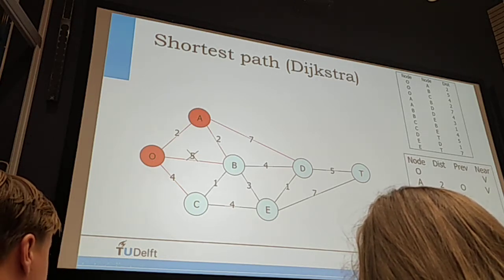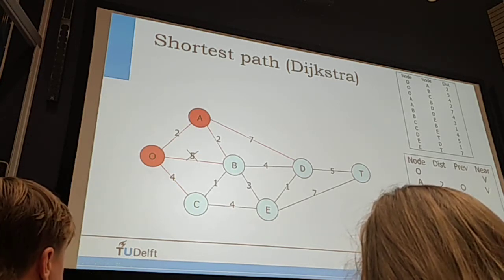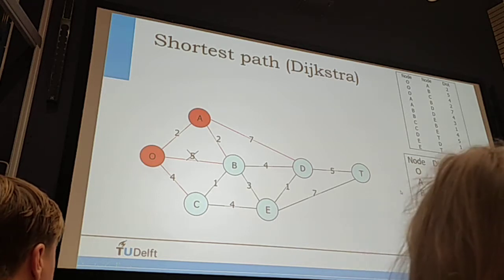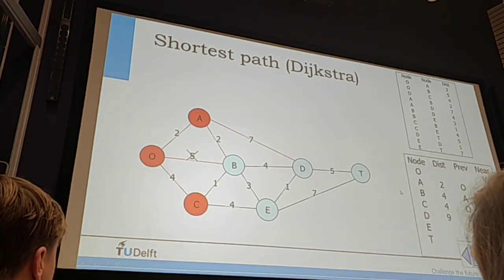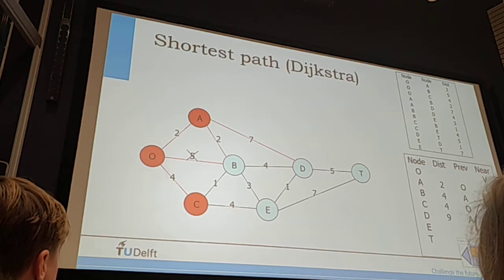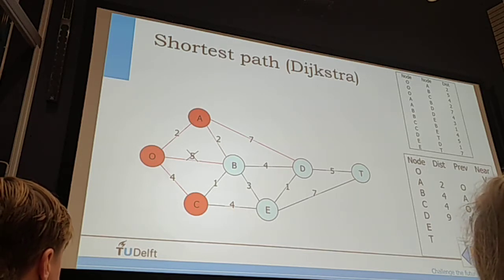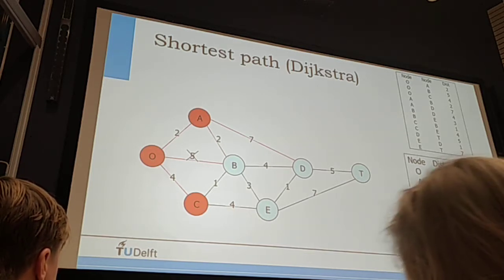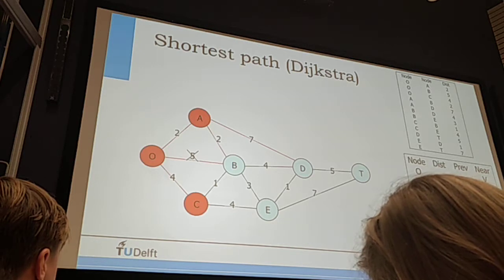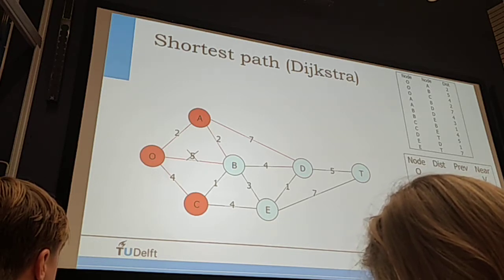And we look, okay, we have B and C. Where shall we start? In this case, we'll start with C. We now have B and C at the same distance, so we start looking at C. From C, we can go to B or E. And of course, O is already solved, so we're going to ignore that one. The distance is always going to be longer.